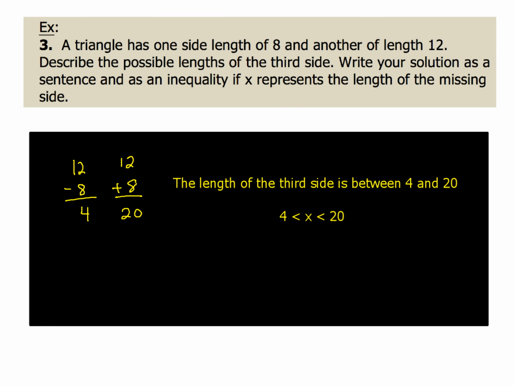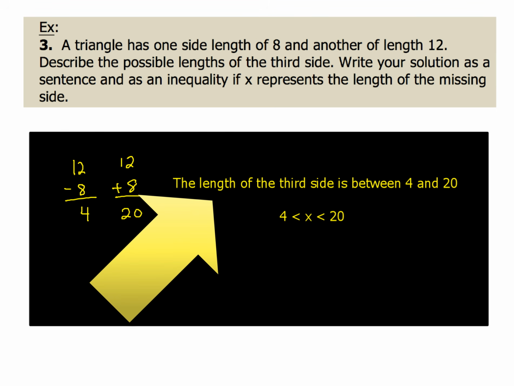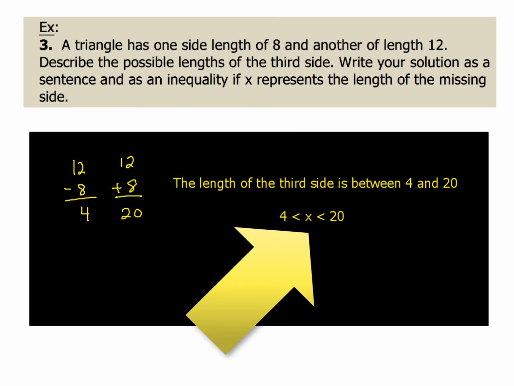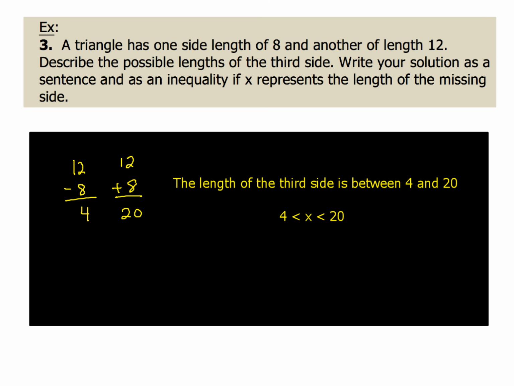So how'd you do with this one? Hopefully you were able to add and subtract correctly and come up with the two values 4 and 20, and that you were able to correctly write the sentence, the length of the third side is between 4 and 20, as well as the inequality, 4 is less than x is less than 20. Those are the 2 ways to represent the solution to this problem.